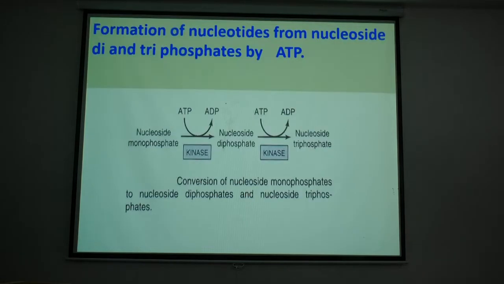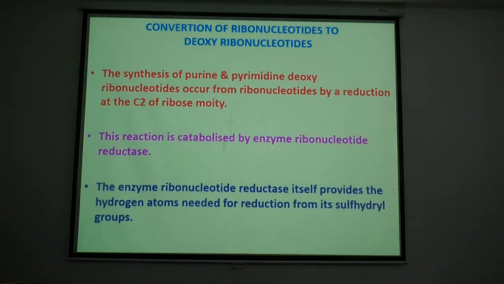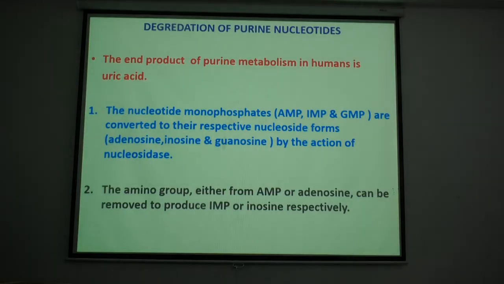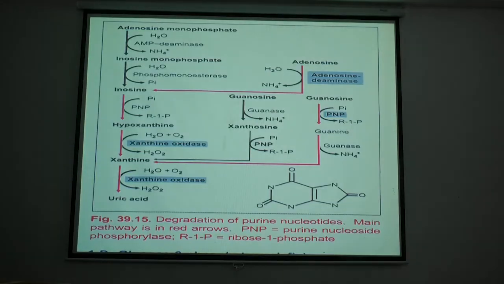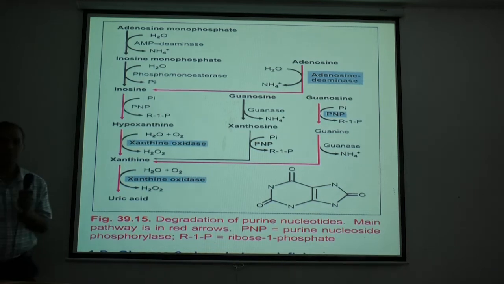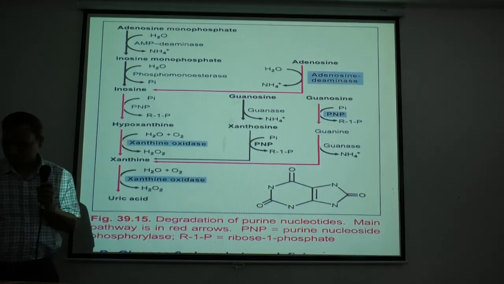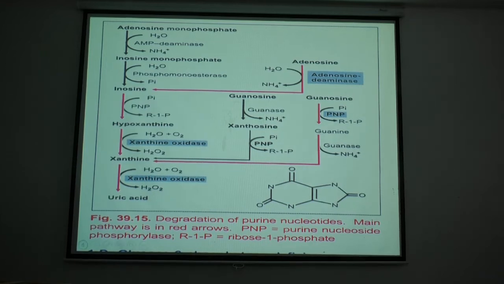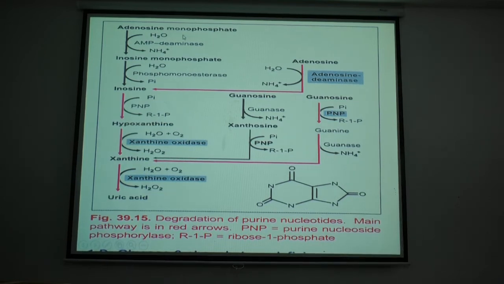This is the regulation we have already discussed. Very important: degradation of purine nucleotides. All of you see this reaction carefully. What is this? This is adenosine monophosphate, AMP. That means from AMP, uric acid can be synthesized.